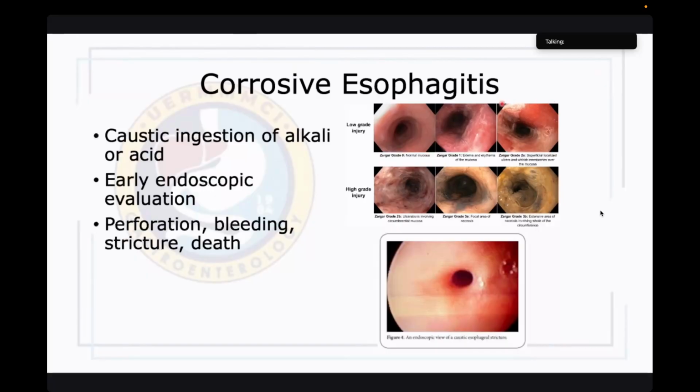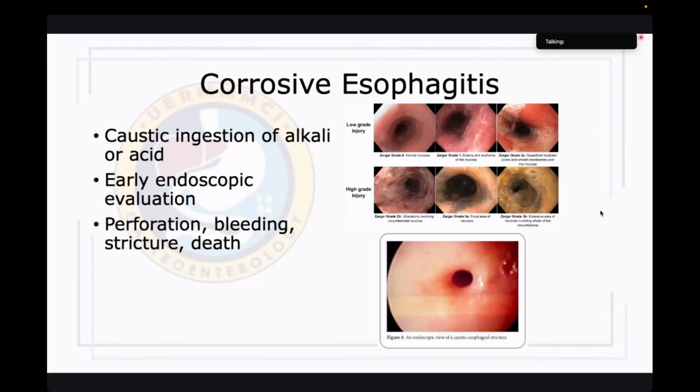For example, low-grade injuries generally require only supportive care, and you can advance to a regular diet within a few days. But high-grade injuries necessitate more intensive management and close observation. Healing of more severe grades of caustic injury is commonly associated with severe stricture formation later on, and these are the ones that would require dilation later on.